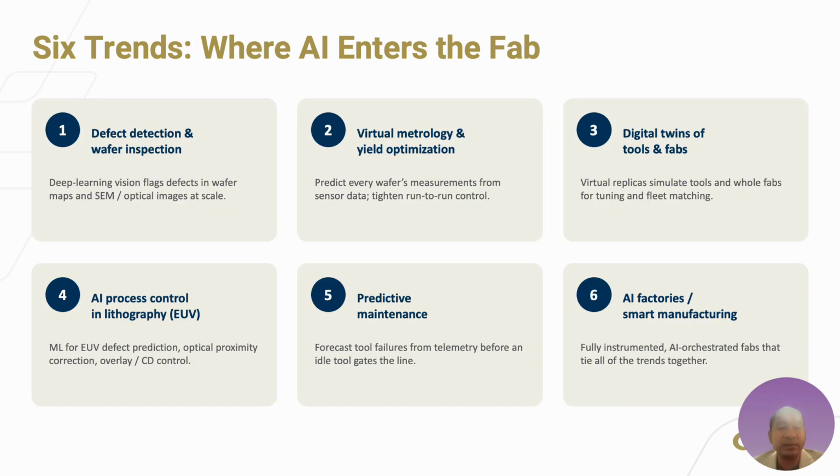Those entry points group into 6 recurring trends, and this is the menu for our tour. 1. Detecting defects and inspecting wafers. 2. Virtual metrology and improving yield. 3. Digital twins of tools and whole fabs. 4. AI inside lithography. 5. Predicting when the equipment will fail. 6. The AI factory that ties everything together. We will take them all one at a time, and for each I'll show you the idea and the real example.